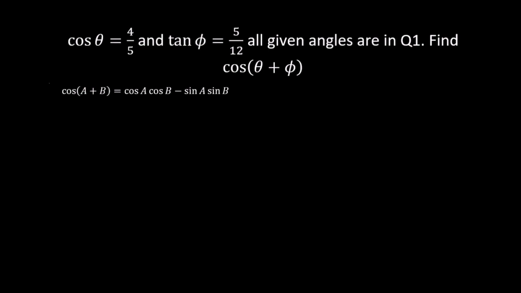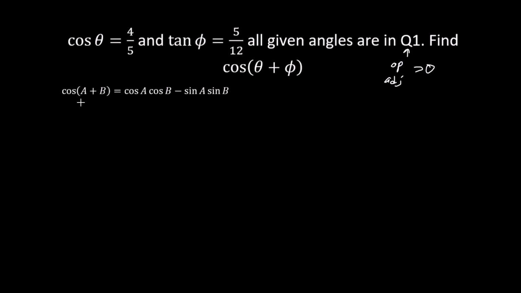So here's another type of problem that we can do, and this one looks a little bit more confusing, but part of what makes this a little bit harder is because it's actually requiring you to pull back old knowledge. So here they say that the cosine of theta is 4 over 5, and the tangent of phi is 5 over 12. All given angles are in quadrant 1. Okay, that's a very important piece of information, because this tells me that all of the opposite and adjacent values will be positive, so they're all greater than 0. I need to find the cosine of theta plus phi.